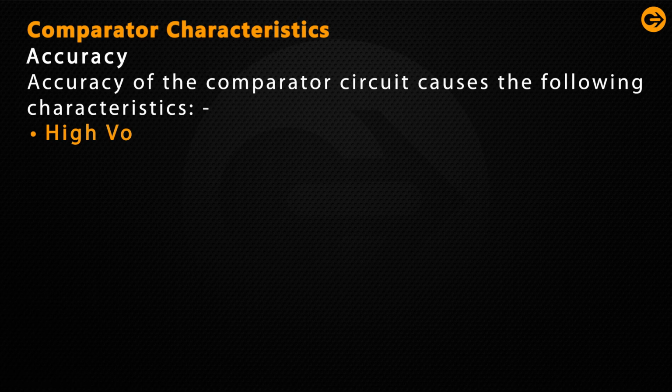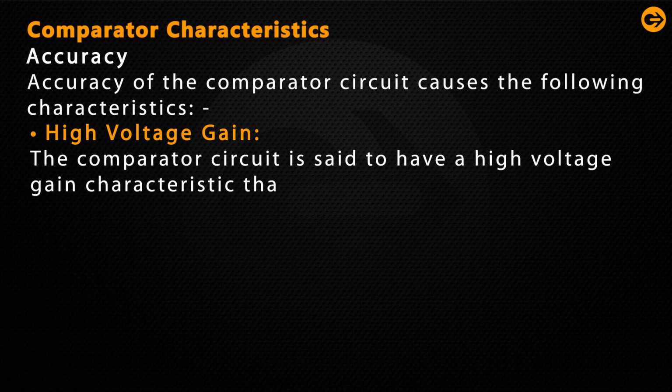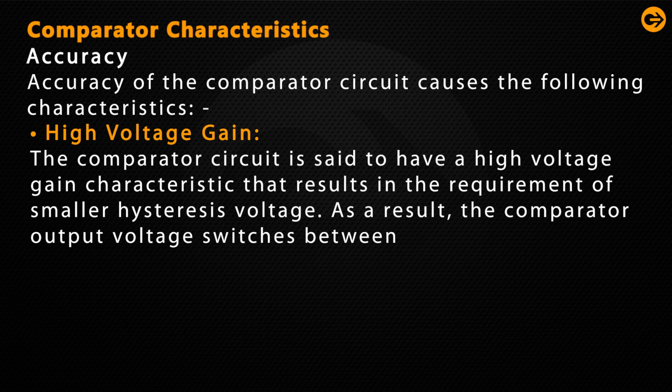The first one is high voltage gain. The comparator circuit is said to have high voltage gain characteristics that result in requirement of smaller hysteresis voltage. As a result, the comparator output voltage switches between the upper and the lower saturation levels.